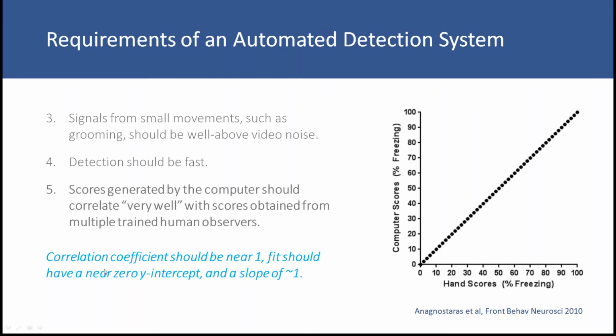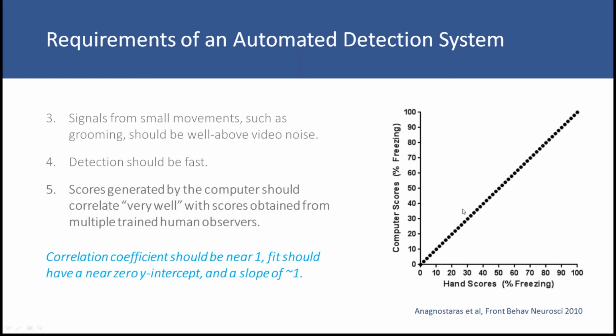The fit should have a near 0 y-intercept and a slope of approximately 1. If those criteria are met, then that means the computer scores and the hand scores are matching up exactly 1 for 1. And so we have a perfect straight line with a slope of 1 that passes through 0 on the y-intercept. So that's the ideal case where the computer scores freezing exactly the same as trained human observers. 10% freezing is 10% freezing, 20% is 20%, and so on. Okay, so that's the ideal case that we're after here.